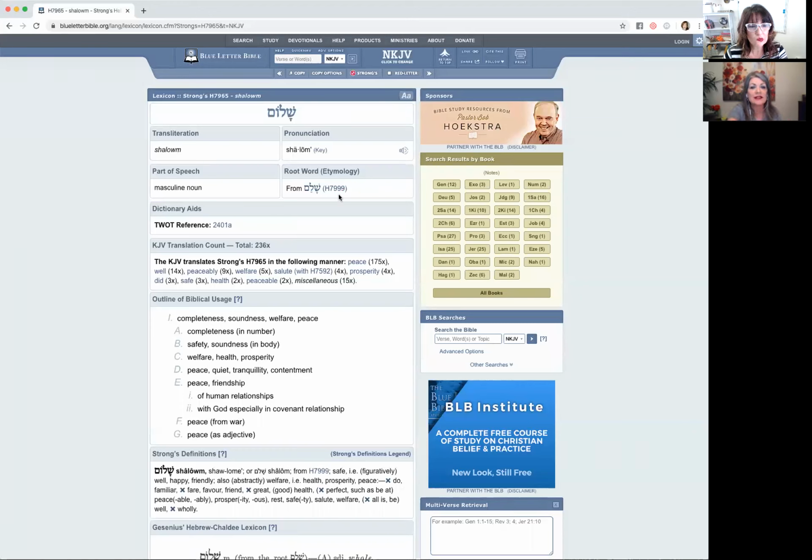If you look down, it's going to say part of speech, masculine noun. And then to the right, it's going to have a root word. It's going to have numbers, an H7999, and it's going to say, this is where it's coming from. It's coming from this word. And so you click on that word because you're going to go back to the root word, back to the root verb. You're clicking on that, and it's going to take you to the root.